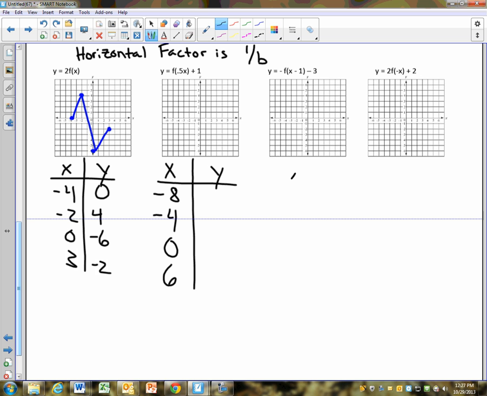Let me try this. If this works for you, great. If it doesn't, then we'll try later, okay?